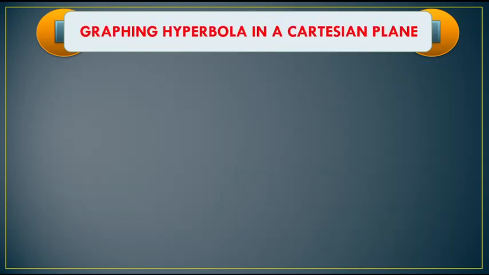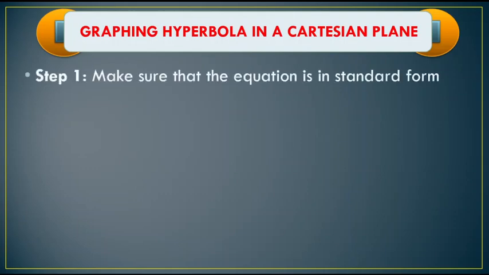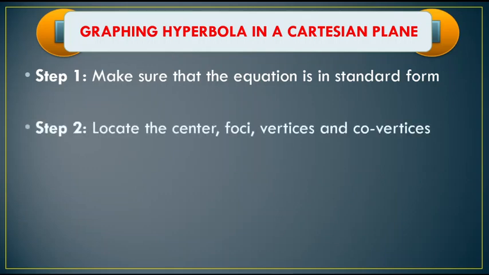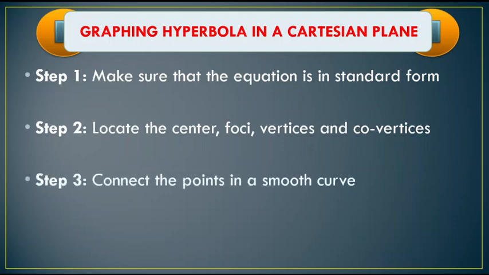Okay, so now, paano ba tayo nag-graph ng hyperbola sa Cartesian plane? So, step 1, make sure that the equation is in the standard form. Step 2, locate the center, foci, vertices, and co-vertices. Step 3, connect the points in a smooth curve. Now, let us apply all the concepts na na-discuss natin kanina. So, i-apply natin dito sa mga examples natin. So, let's start with example number 1.